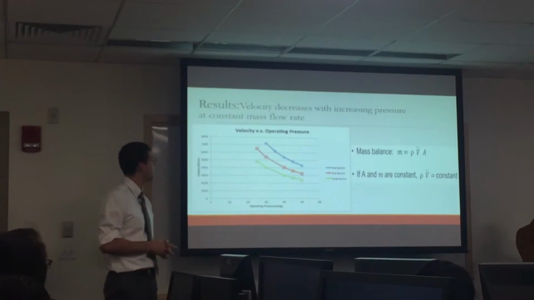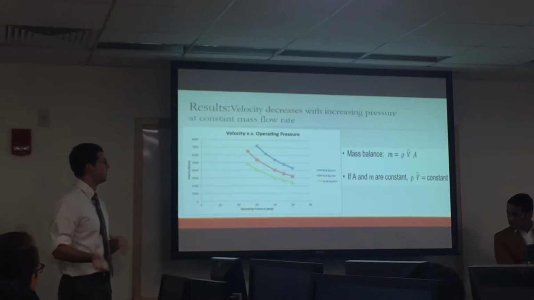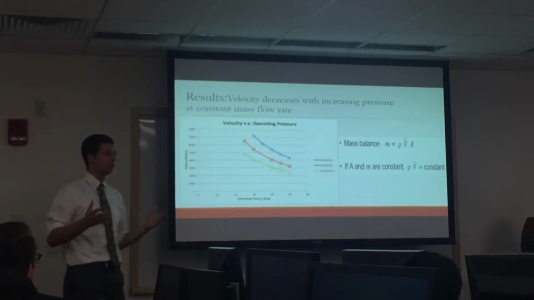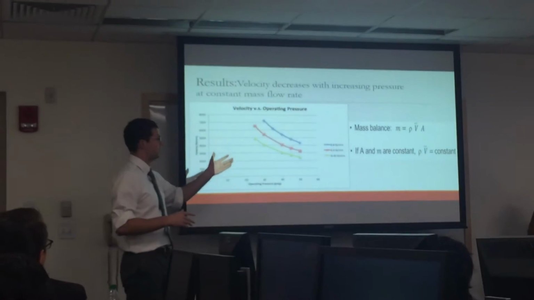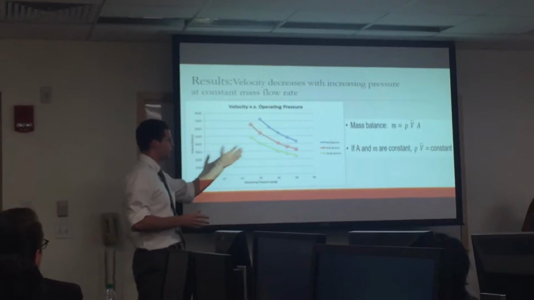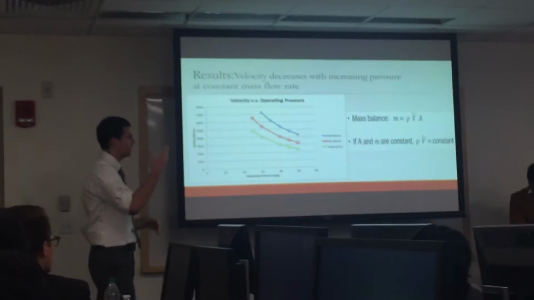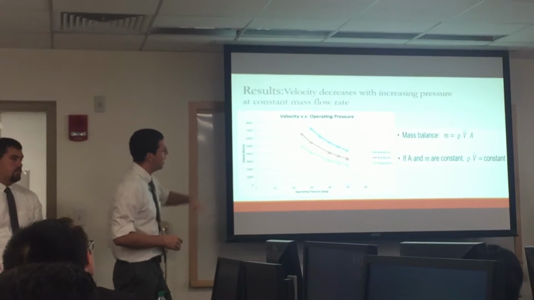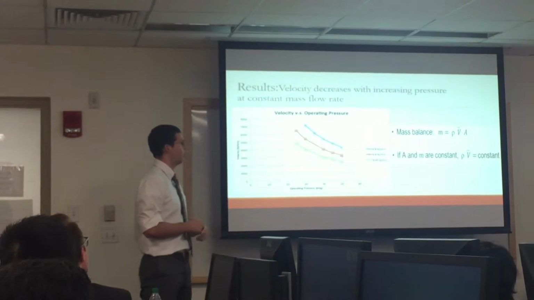Next slide. So as we increased our density, our velocity decreased. This is in accordance with what we expected to see, in accordance with the math as well. As we increased our density, our velocity is going to decrease. And it happened almost linear, but not quite.